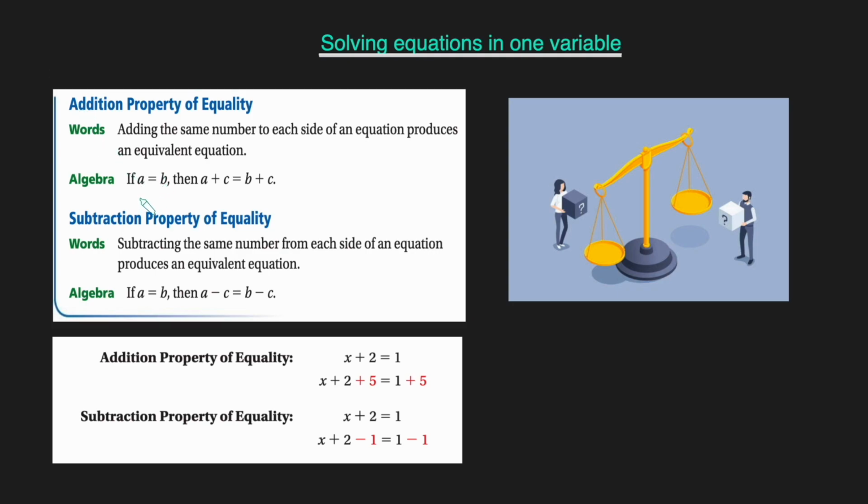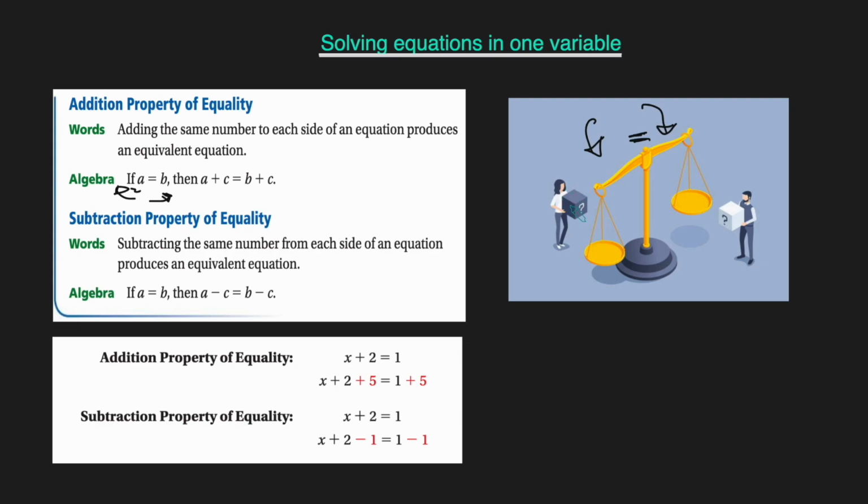For example, if we have some number a and there is an equal sign and then another number b, then whatever we do to the left hand side, we need to do the same thing to the right hand side. Think of the equal sign as the center beam of a scale. Whatever we do to this side of the scale, we have to do to this side.